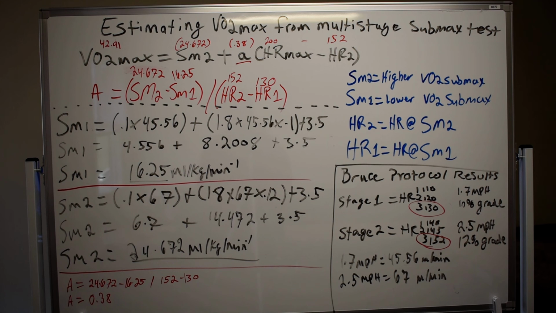I hope this wasn't too confusing with all the numbers already written out. But if you've watched the other ACSM metabolic equation videos, this should be very easy. The only extra step we are actually doing is finding the slope, which is A.